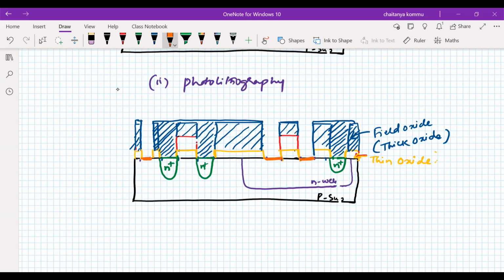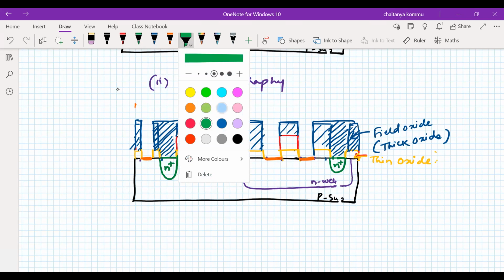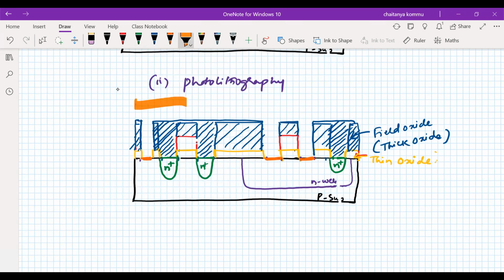Okay. So meanwhile, what we have to do is that whenever we are realizing the PMOS transistor, the NMOS transistor must be covered. That means that a mask is required for this. Okay. You should remember that point. We have to cover this entire region with the help of a mask.